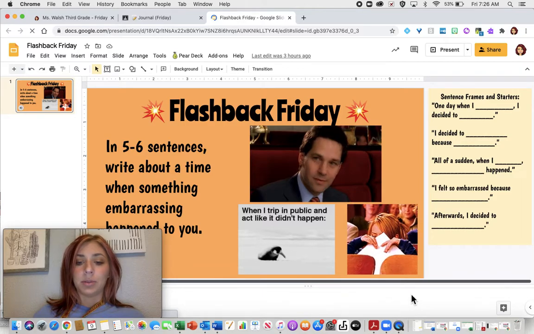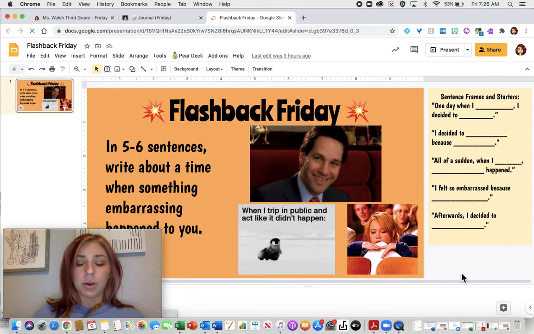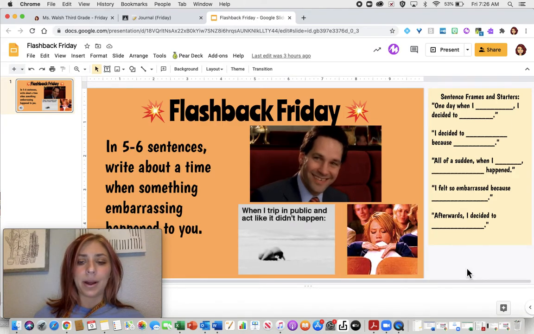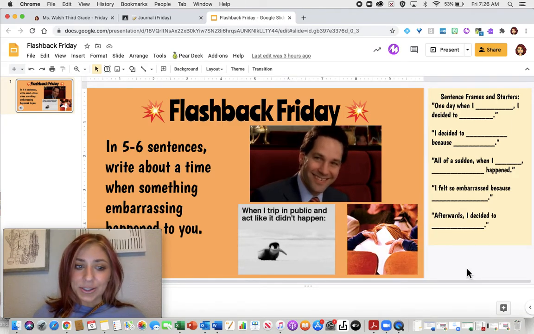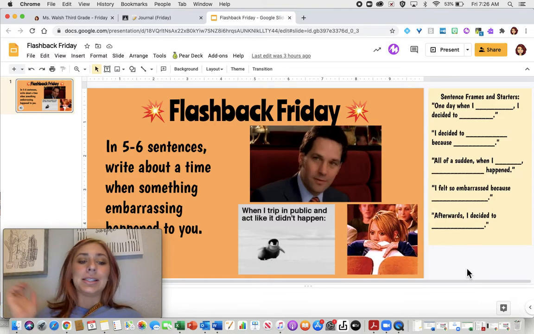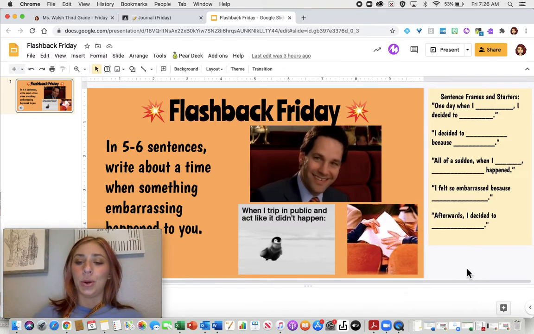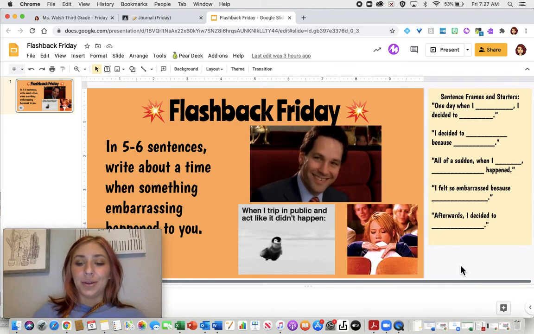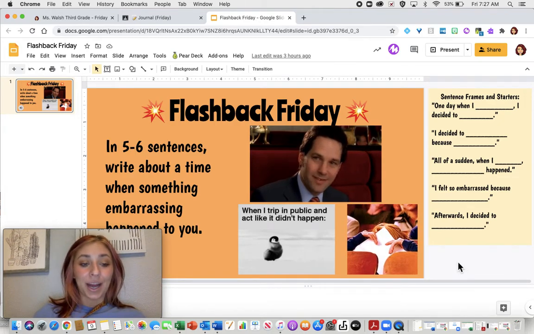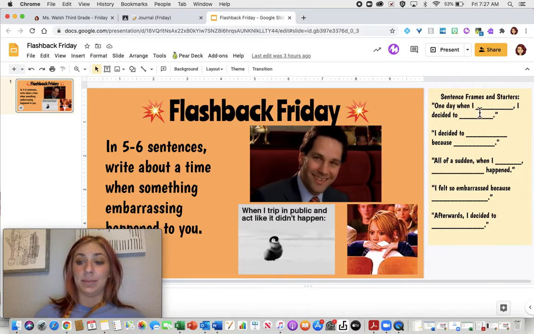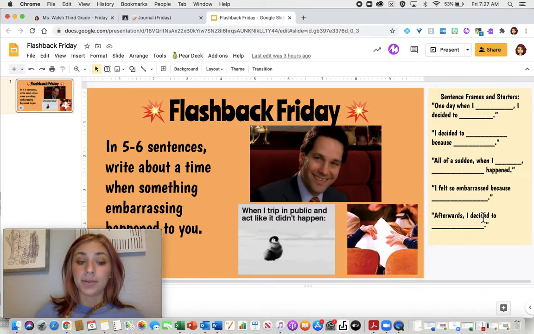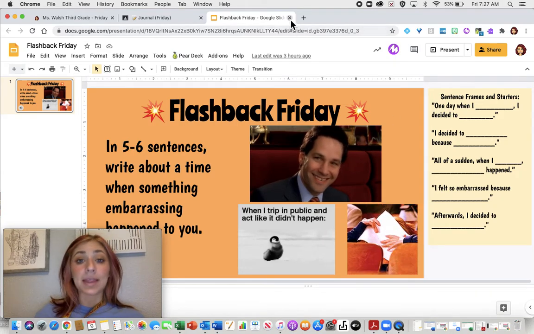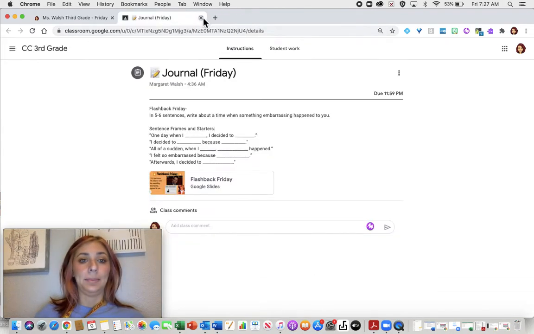Another great example could be when mom, aunt, uncle, dad, grandma, or grandpa embarrassed you. Maybe they were screaming out the window at you when they dropped you off at school, something that you find embarrassing. You're going to write 5 to 6 sentences about it. Sentence frames and starters are provided on the right as always. Again, you do not have to use them, but they are there if you would like them.